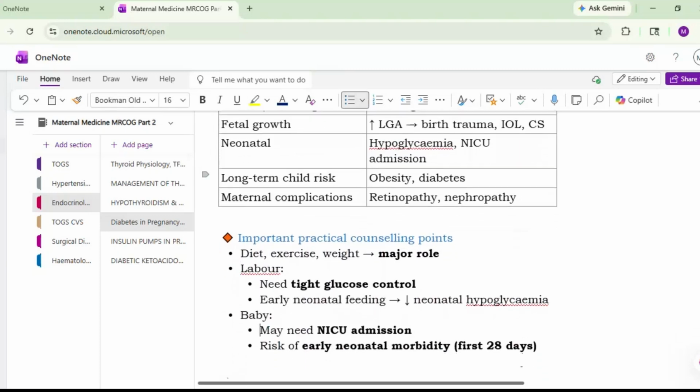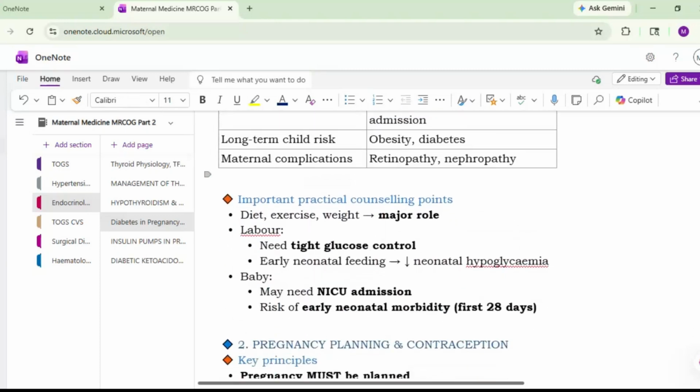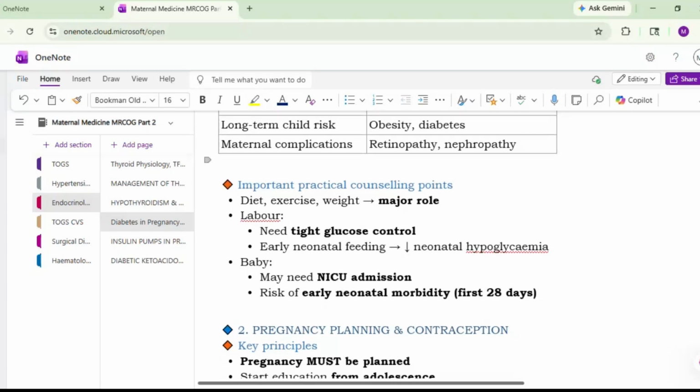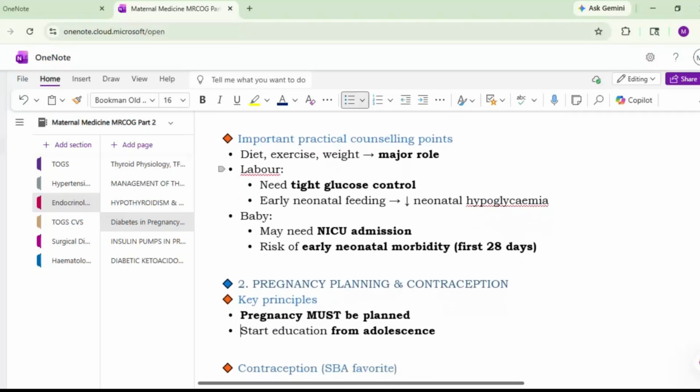Now, what are the important practical counseling points? Whenever a patient comes for preconceptional counseling, we need to discuss diet, exercise, and weight. They carry a very important role in the management. Then in labor, we need to mention that tight glucose control is important, and early neonatal feeding is required, which will reduce the incidence of neonatal hypoglycemia. The baby may need an ICU admission, and the risk of early neonatal morbidity, within the first 28 days, is a little high. That also we need to tell in the preconception counseling.